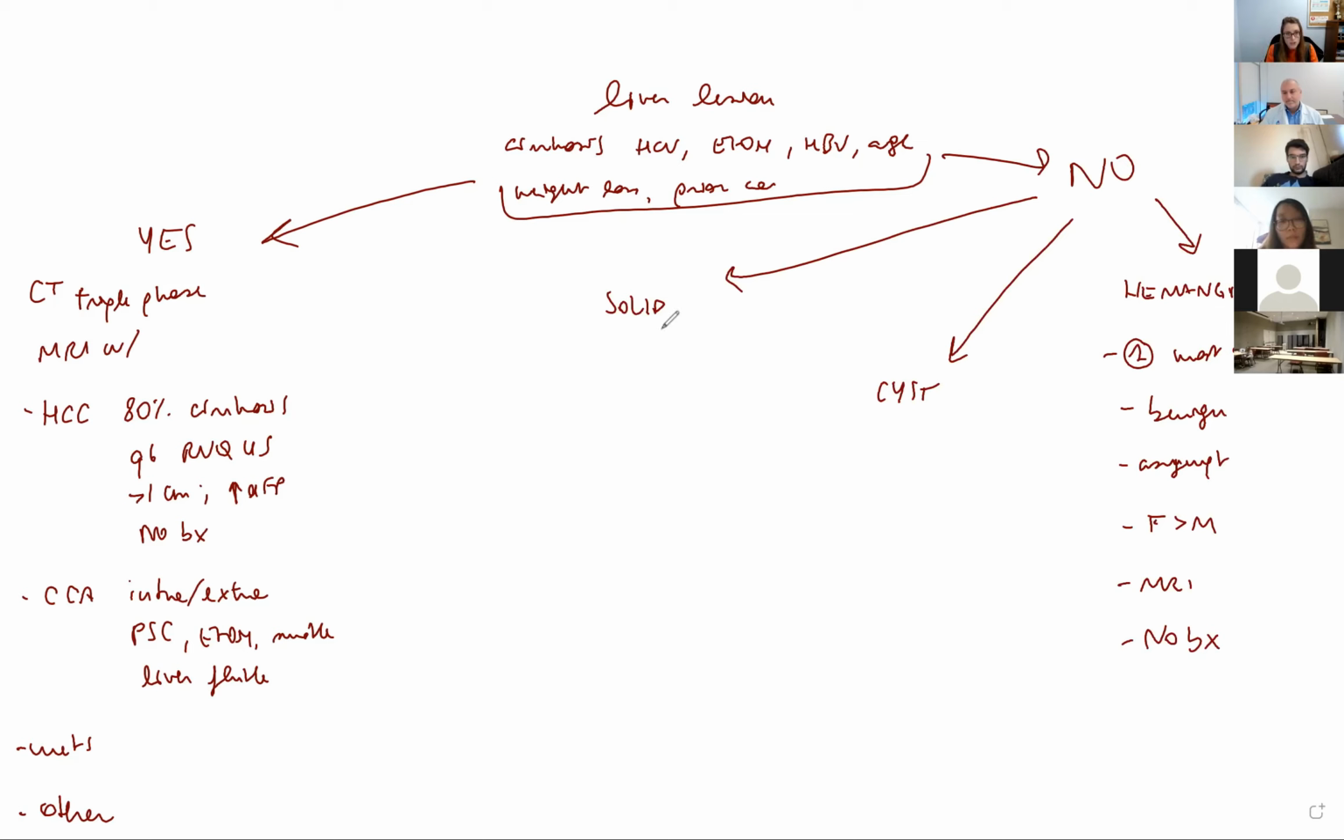Then you can have a solid lesion. And in terms of solid lesions, you always need to find out more because they might be cancer.